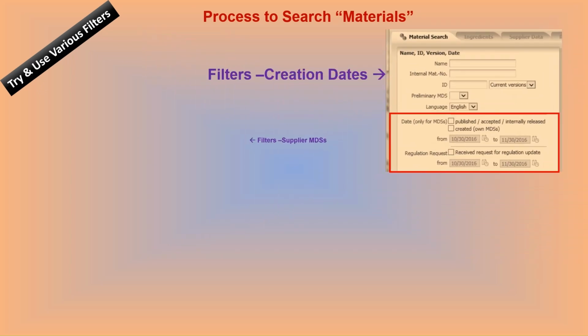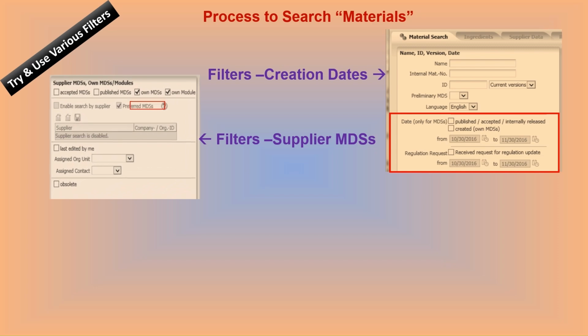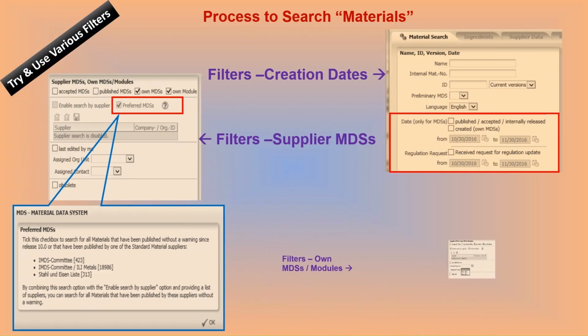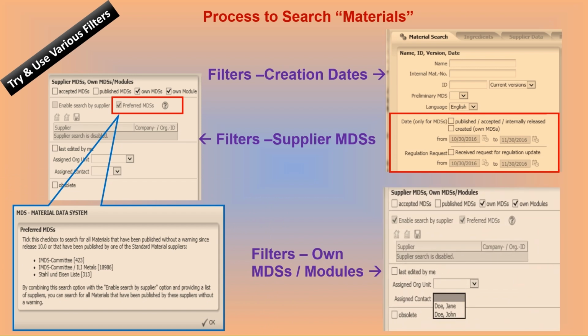Another useful hint for searching is to use various filters. A few of them are listed as follows. Filter of creation dates. Filter of supplier MDS and preferred MDS. Preferred MDS are the ones published without warning or published by one of the standard suppliers such as IMDS Committee 423 or 18986 or Stahl und Eisen List 313. Filter of own MDS or modules. The screen explains how to use these.